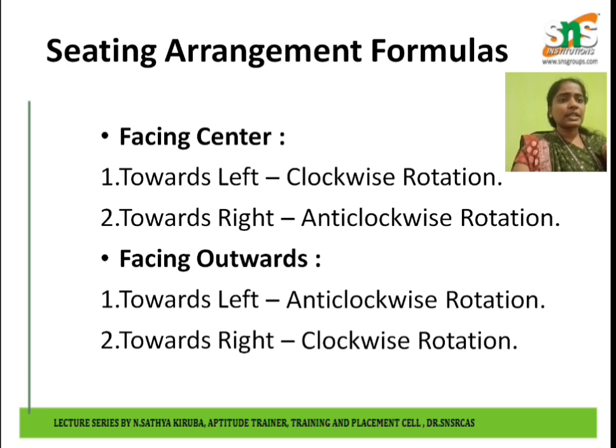Now when it comes to seating arrangement, we should understand one point. There will be different types of seating arrangements. When it comes to circular arrangement, we should understand one thing: either the person is facing the center, or the person is facing outward of the circle. When the person is facing the center of the circle, he always has an orientation of clockwise rotation for left, and for right it goes anti-clockwise.